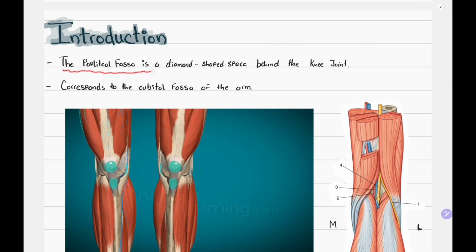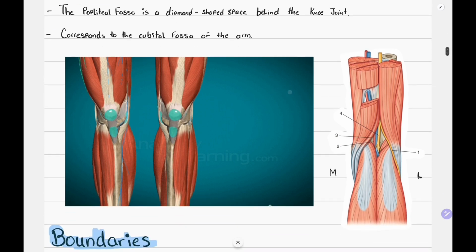So the popliteal fossa is a diamond shaped space behind the knee joint. As I've already told you, popliteal means something related to the behind of the knee joint. It corresponds to the cubital fossa of the arm. Cubital fossa of the arm is triangular in shape and popliteal fossa is diamond shaped. I have covered cubital fossa in greater detail in another video. You can check it out.